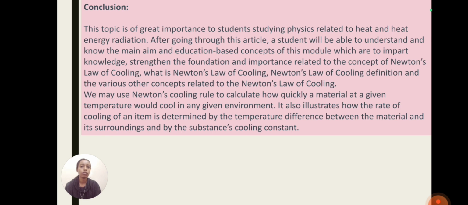We can use Newton's cooling rule to calculate how quickly a material at a given temperature would cool in any given environment. It also illustrates how the rate of cooling of an item is determined by the temperature difference between the material and its surrounding and by the substance cooling constant.